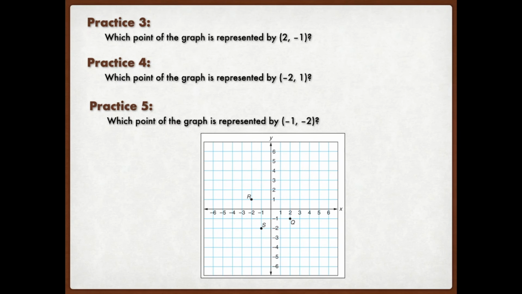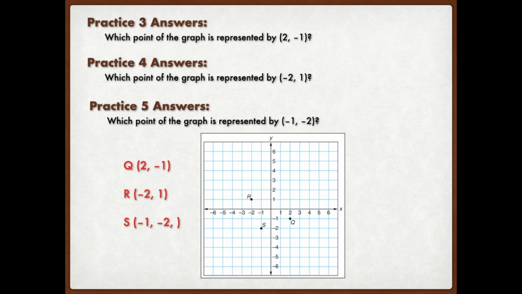We're going to use the coordinate plane below to answer these 3 questions. What point of the graph is represented by 2 comma negative 1? So 2 is the x, and then we have negative 1. Practice number 4, what point is negative 2 and 1? Negative 2 is the x, 1 is the y. And then practice number 5, negative 1 comma negative 2. Pause this, and let's check the answers. Okay, let's see how you did.